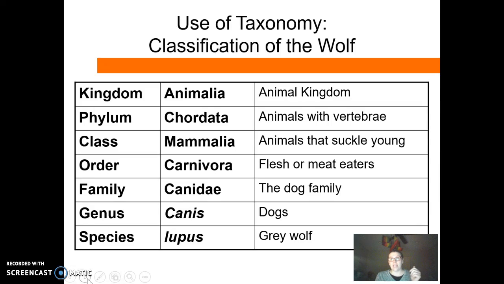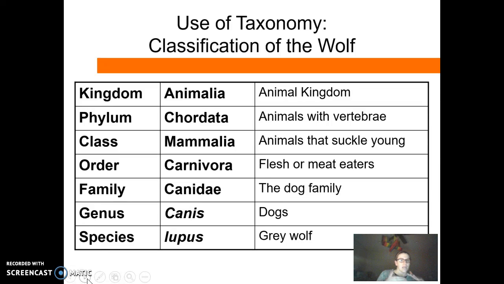So the scientific name of the gray wolf is Canis lupus. Now, the scientific name of the domestic dog is Canis familiaris because they live with the family. So Canis lupus is the wild wolf, Canis familiaris is the domestic dog. So this ends the wrap up of the taxonomy notes.